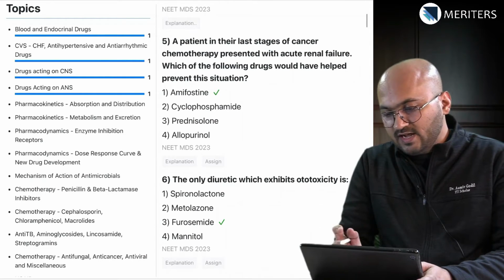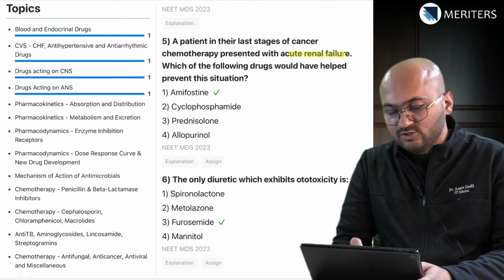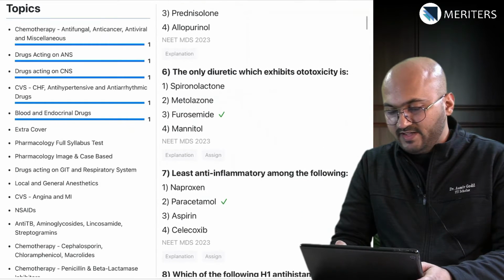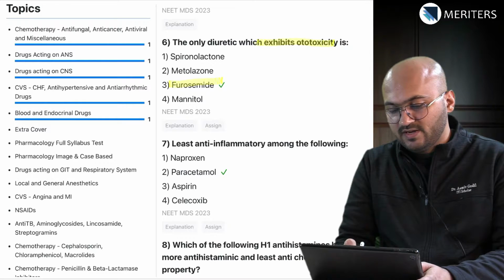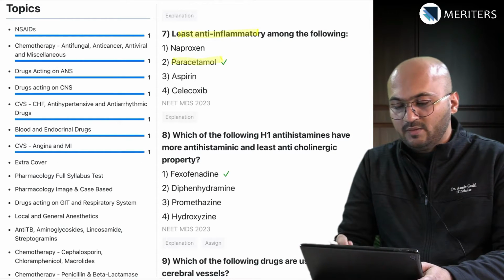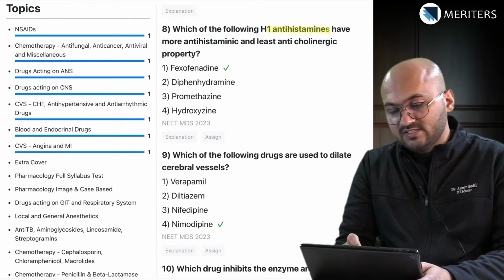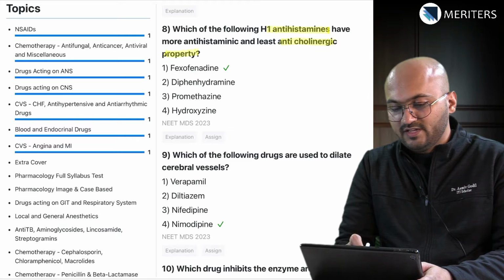A patient in the last stages of cancer chemotherapy presented with acute renal failure. Which of the following drugs would have helped him prevent this situation? And the answer is amifostine. So that's chemotherapy for anti-cancer. The only diuretic which exhibits ototoxicity is furosemide. Least anti-inflammatory among the following is paracetamol. It's more antipyretic. Which of the following H1 antihistamines have more antihistaminic and least anticholinergic property?